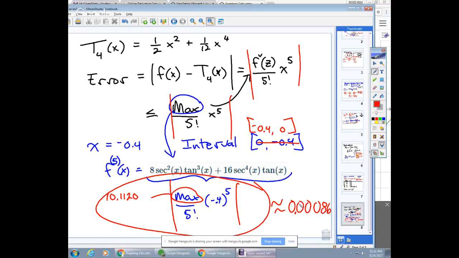0.00086. So what that means is when I plug the 0.4 into my Taylor polynomial here, it looks like I have 3 decimal places of accuracy for that answer. And this is an overestimate of the error. We don't want to ever underestimate the error. That's bad, but that's an overestimate. So let's calculate the actual value next.